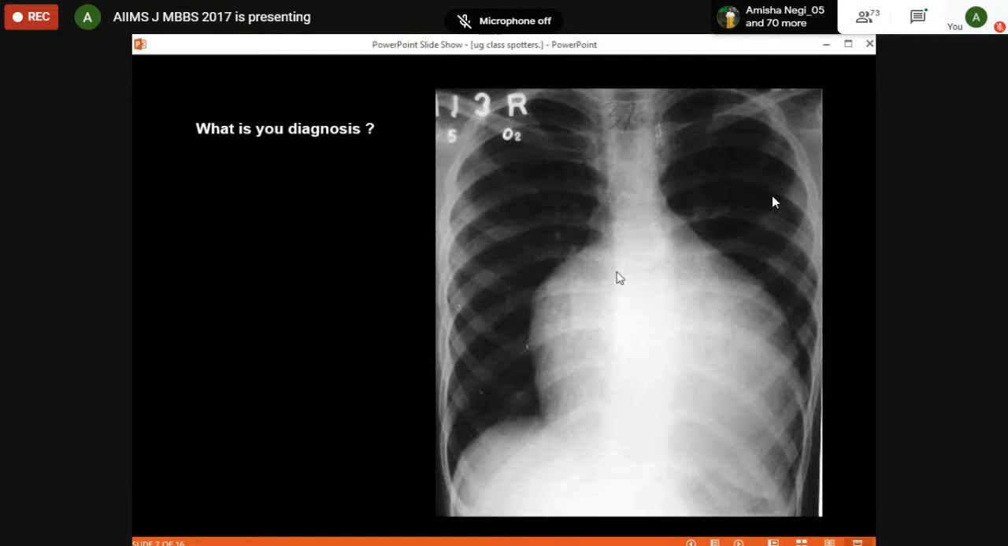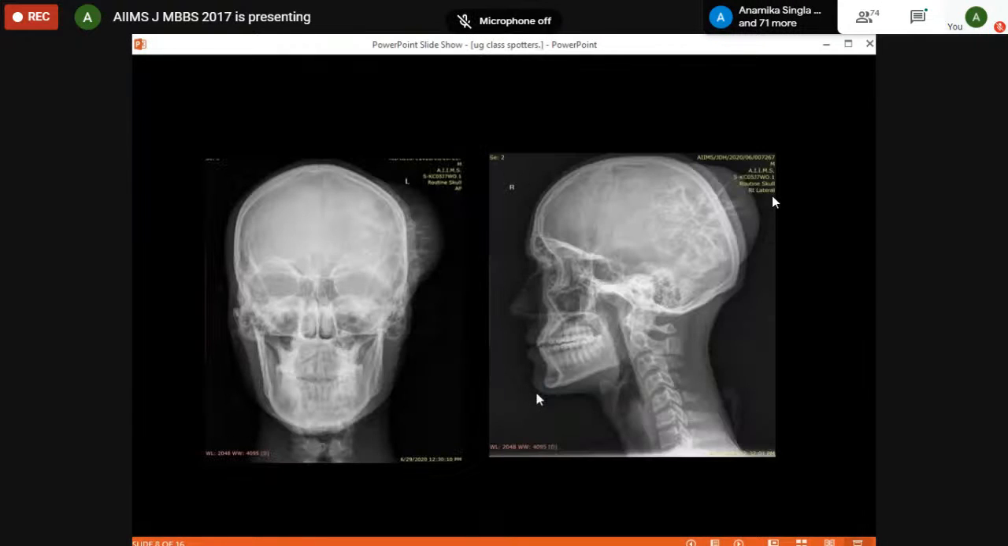So what you see here is the shadow of an enlarged right atrium. As I told you earlier, the right mediastinal border of the heart is formed by the superior vena cava, right atrium and right ventricle. So this is the right atrium. Okay. So we'll go to the next question.